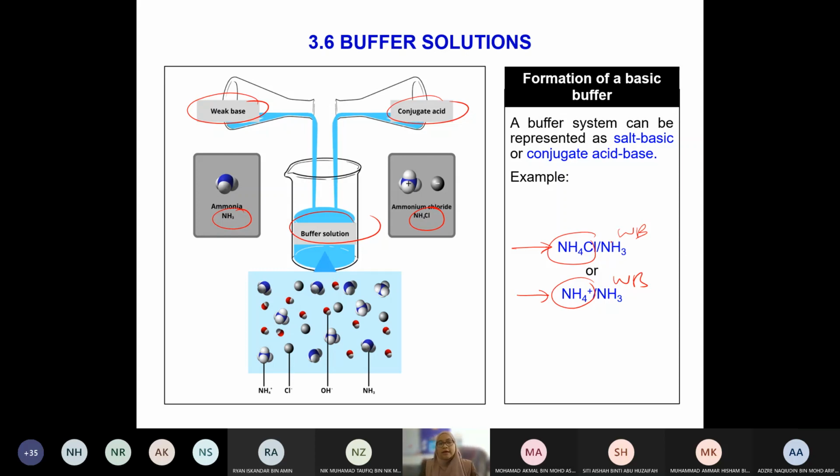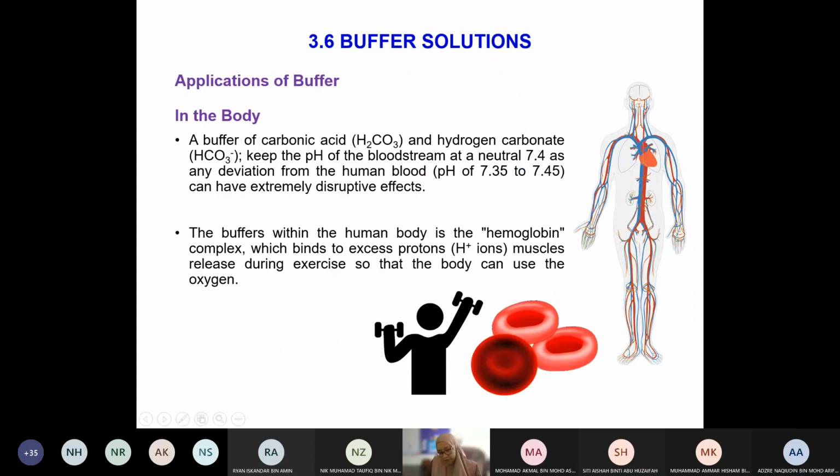Application of buffer. Buffer is very important and has so many applications. One of them is in our body. We have buffer in our blood, so blood behaves as a buffer. It is a buffer of carbonic acid and hydrogen carbonate.